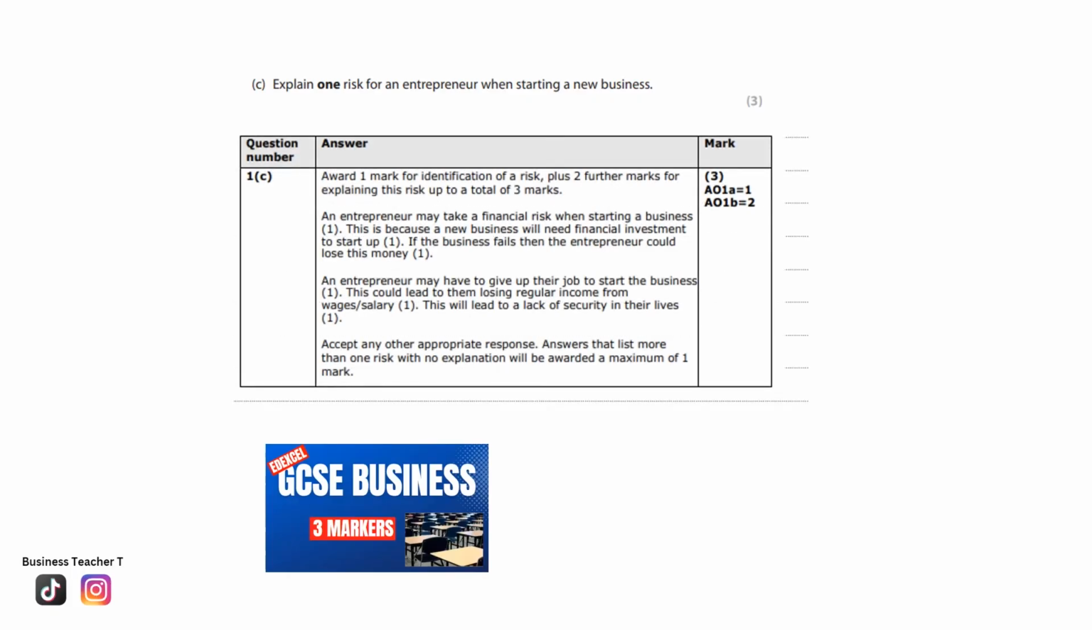Let's take a look at the mark scheme. Now there's more than one way that you can answer these type of questions. So you might have written an entrepreneur may take a financial risk when starting a business. This is because a new business will need financial investment to start up. If the business fails, then the entrepreneur could lose this money. Or an entrepreneur may have to give up their job to start the business. This could lead to them losing regular income from wages, salary. This will lead to a lack of security in their lives. Or any other appropriate response.